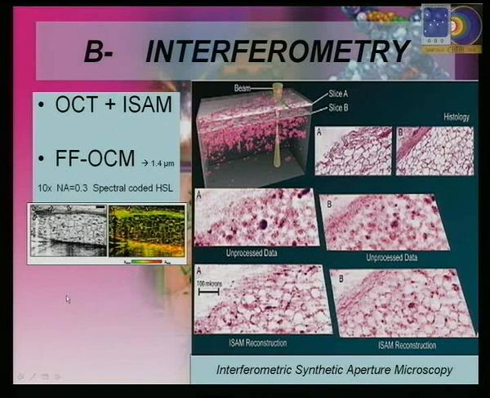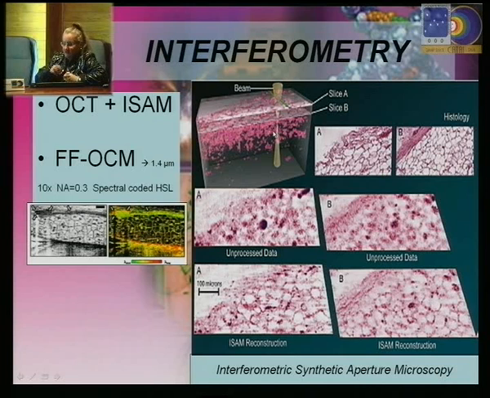There are, nevertheless, smart image analysis techniques in order to improve the quality of those images a lot, and you can see here that with this interferometric synthetic aperture microscope, you get the image in focus even in depth, and furthermore, you get details which are similar to the histology.